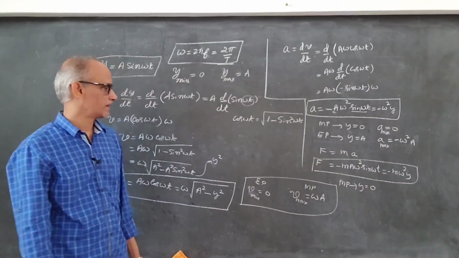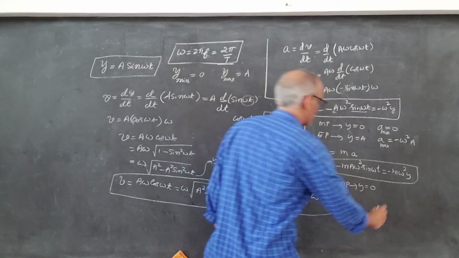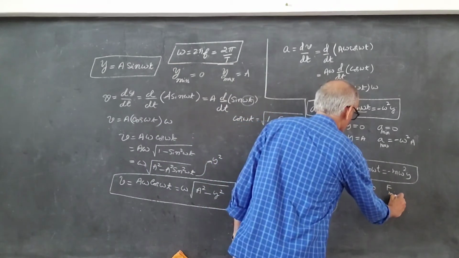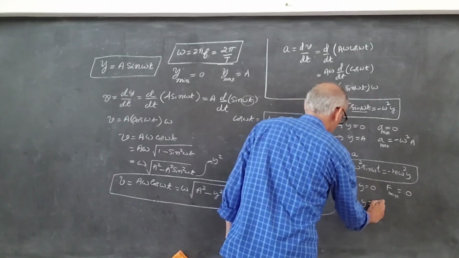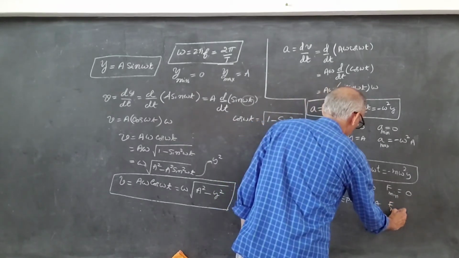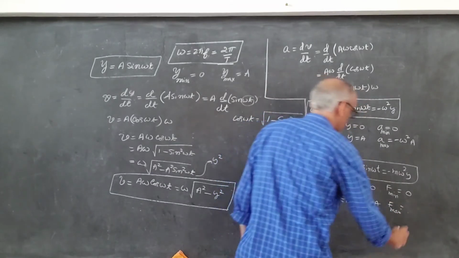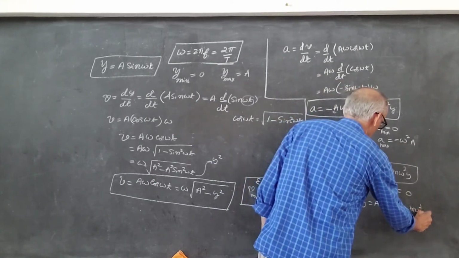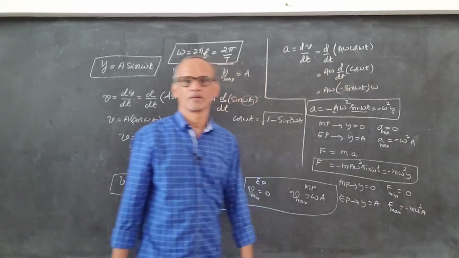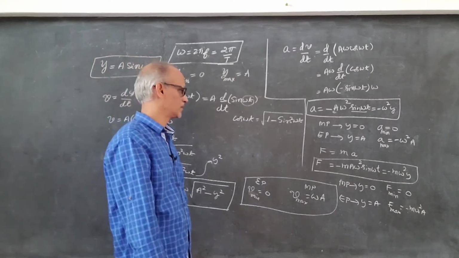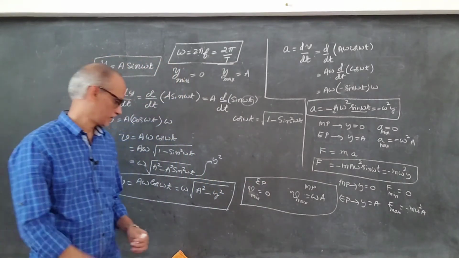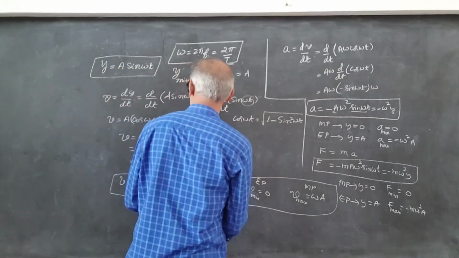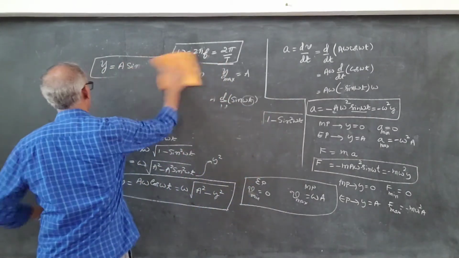At the mean position y is 0. Therefore, force is also minimum, that is 0. At the extreme position y is a, therefore force is maximum, which is minus m omega square a. So these are the equations for the minimum and maximum values of force. Hope you all have understood the derivation part of it.